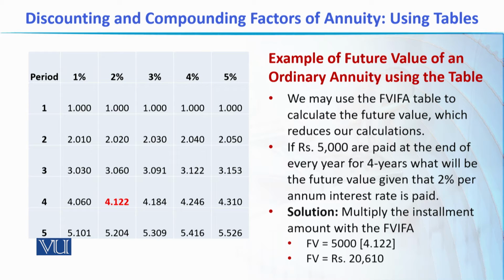Now let's have a look at the tables which are called the future and present value tables of annuities. If you remember, we talked about similar tables when we were discussing the present and future values of single amounts.